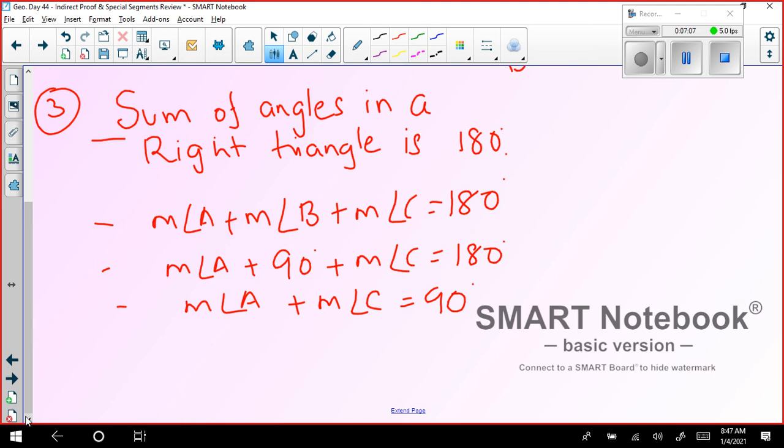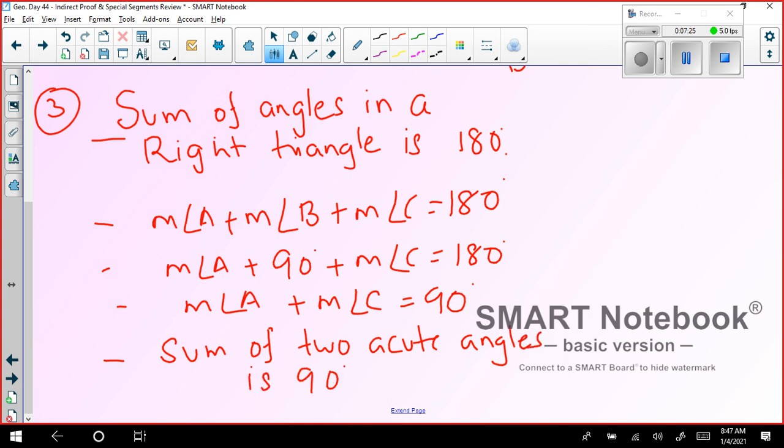Which implies the sum of the two acute angles is 90 degrees. So from a specific example, we are moving into general here. From general we went into specific, then from specific with the figure, we went back to general. The sum of the two acute angles is 90 degrees. That's what we got in a right triangle.